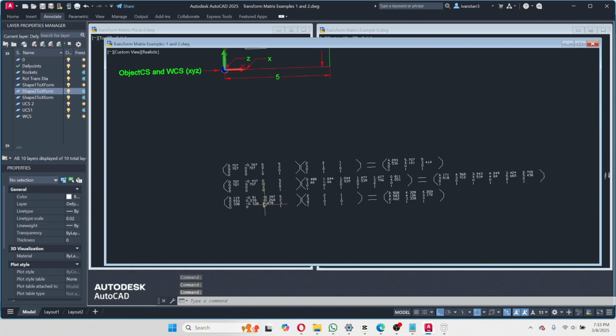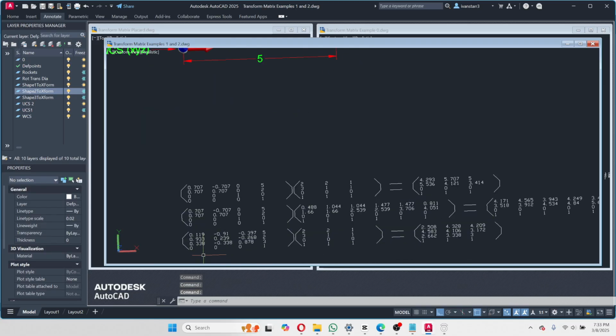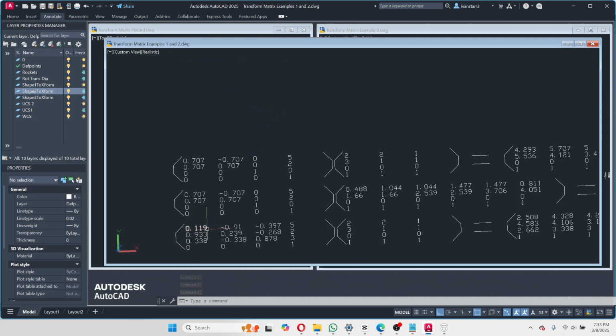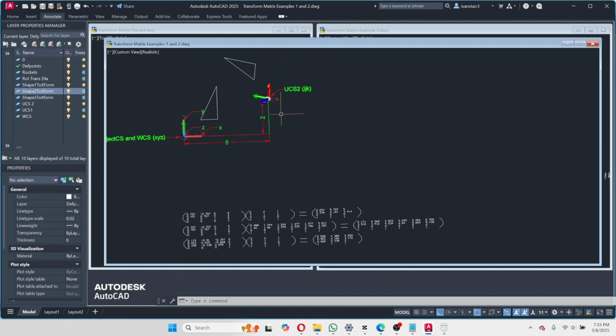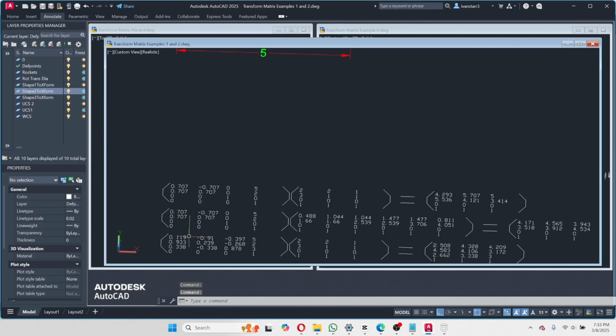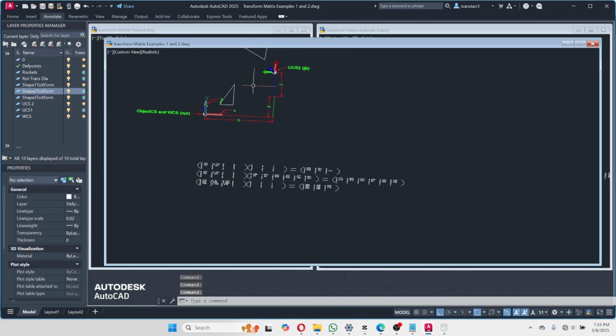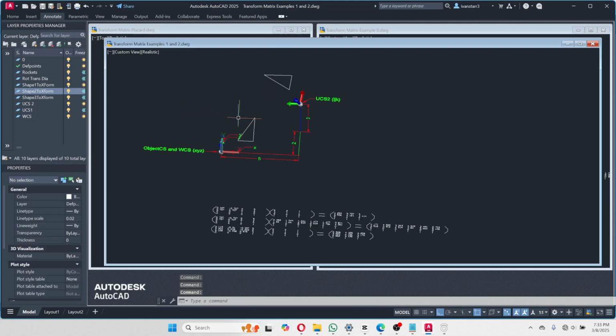And look at these numbers here. Those represent the axes. For example, the x-axis is 0.119, 0.933, 0.338, and that's that one right there. If you can see that, it's 0.119, 0.933, which means it's mostly in the y-axis direction, as you can see there. And then 0.338, which means it's a little bit in the z-axis. So as you can see, what I have taught you is true.